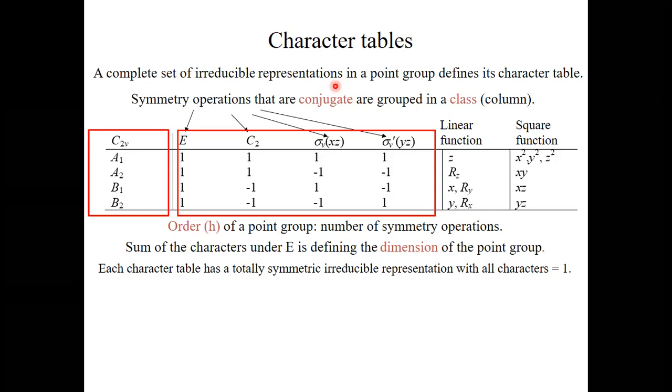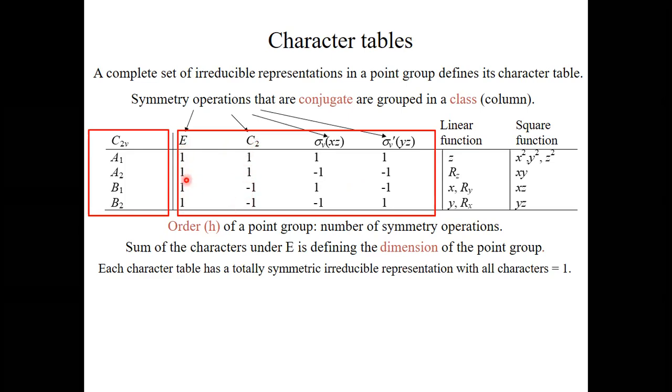Conjugate means that two symmetry operations need to have the same characters in the irreducible representation to be in the same class. You see that for the four symmetry operations in the C2v point group, this is not the case. Therefore, each symmetry operation gets its own column, meaning its own class. See that the characters for the irreducible representations are all different.